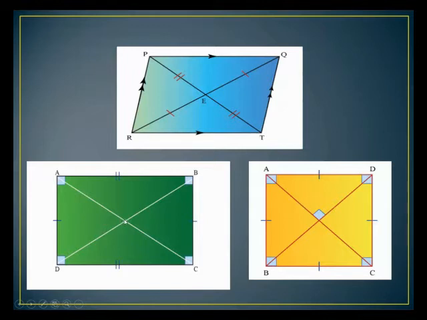And do remember that being a parallelogram, a rectangle also has the properties of a parallelogram. Now, a square. Do remember that a square has the properties of the parallelogram as well as the rectangle, but it also has some specific properties to make it a square.